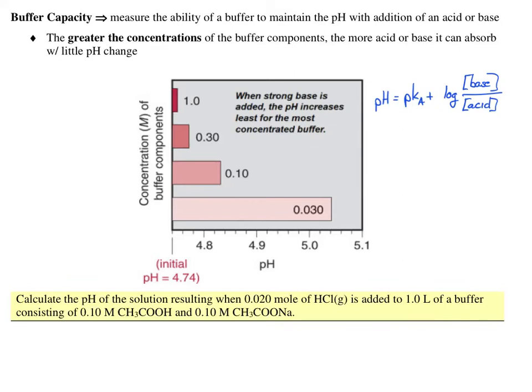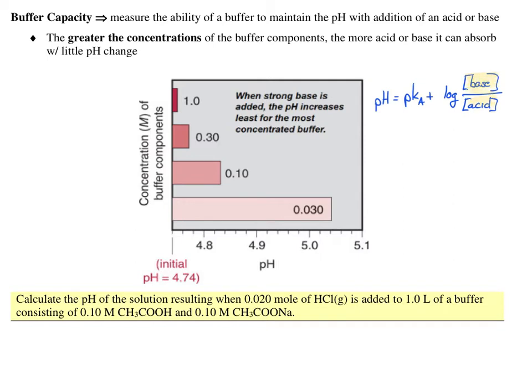A word on buffer capacity. Buffer capacity is the measure of the ability of a buffer to minimize pH changes with the addition of an acid or a base. That buffer capacity becomes greater when we have larger concentrations of a base and its conjugate acid. And that would certainly make sense.